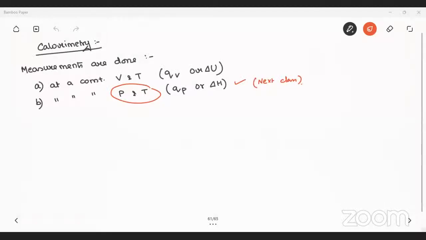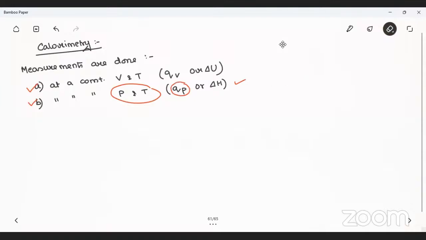So yesterday we started calorimetry. And I told you that in calorimetry there are two subparts we will be learning. We already did the part at constant volume and temperature. Now in today's class we will be doing it at constant pressure and temperature. And we know that at constant pressure and temperature, we use Qp, that is the heat absorbed at constant pressure, and delta H. So let's start with today's class.